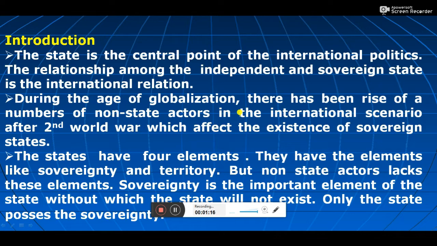The state has four elements. They have elements like sovereignty and territory, but non-state actors lack these elements. Sovereignty is the important element of the state without which the state will not exist. Only the state possesses sovereignty.